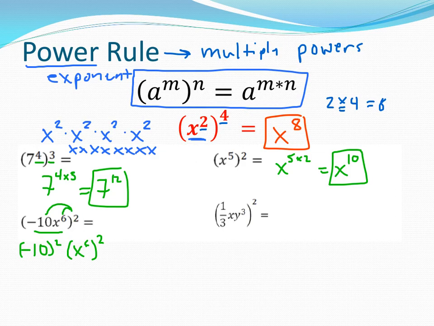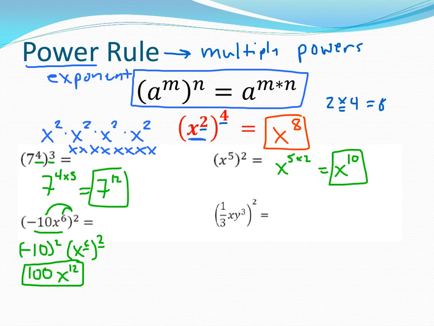So now we simplify negative 10 squared, that's 100. X to the 6 to the 2nd power, now we can apply our rule. We're going to multiply our 2 powers together. 6 times 2 gives me 12. So 100x to the 12th. So again, treat numbers like numbers.